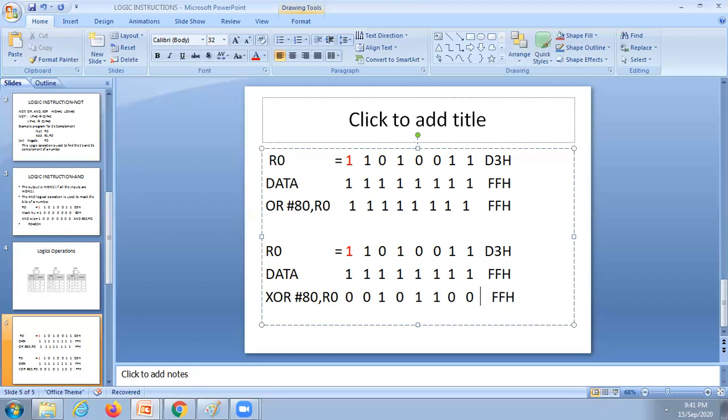So what will be the value here? 0, 0, 1, 0 is 2. That is hexadecimal digit 2. Then 1, 1, 0, 0 is C. So the result is 2CH.